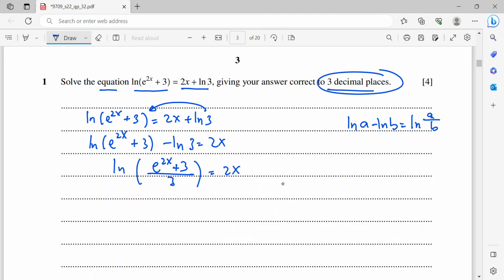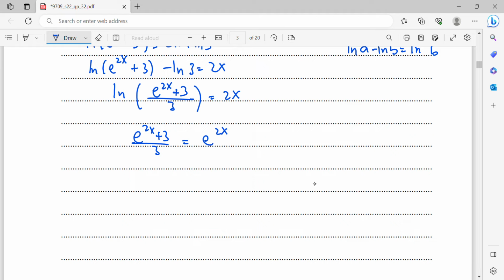Now to eliminate the ln, I should take e both sides. So here (e^2x + 3) over 3 equals e^2x. Okay, now times 3 to the whole equation. So e^2x + 3 equals 3e^2x. Then this e^2x move to the other side. I'll get 2e^2x equals 3. So e^2x is 3 over 2.